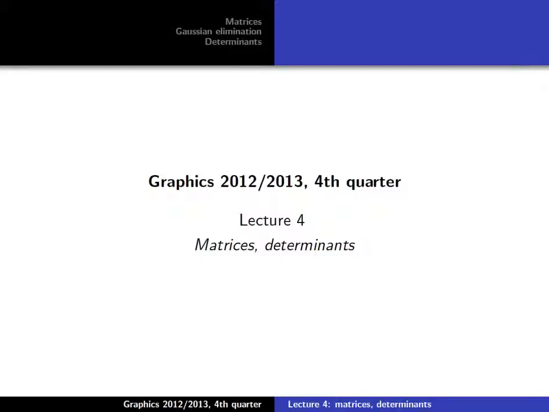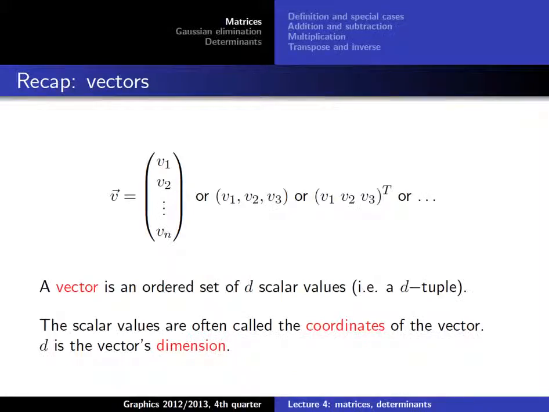Good. So today we're going to talk about matrices and determinants, but first a little recap, like I very often do at the beginning. Recap to vectors. When we defined vectors, we said that there are different notations for it. We defined vectors as an ordered set of scalar values, or a D-tuple. Of course in 2D it's a pair, in 3D it's a triple. We call these individual scalar values coordinates, and the number of them is called the dimension.